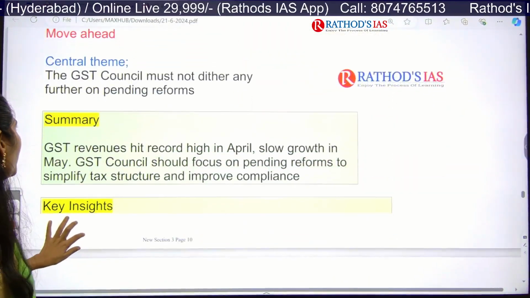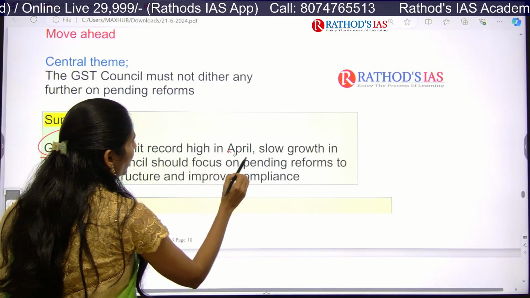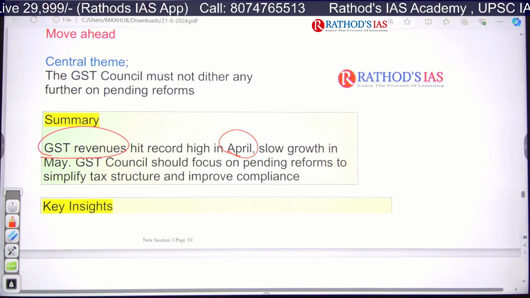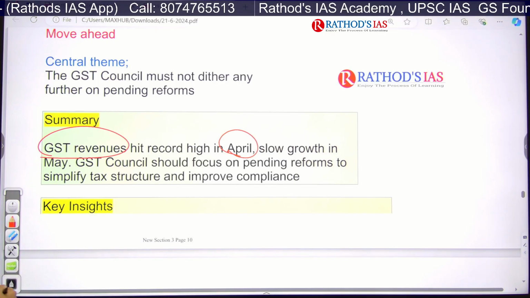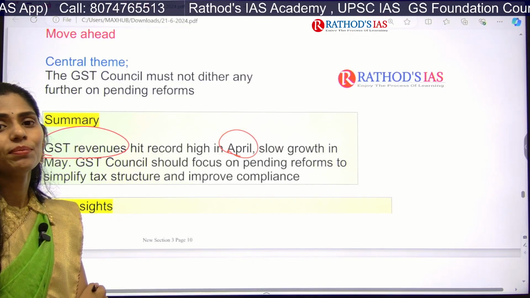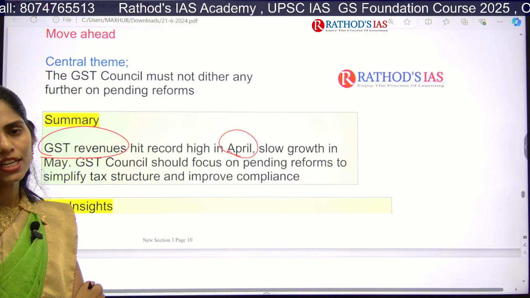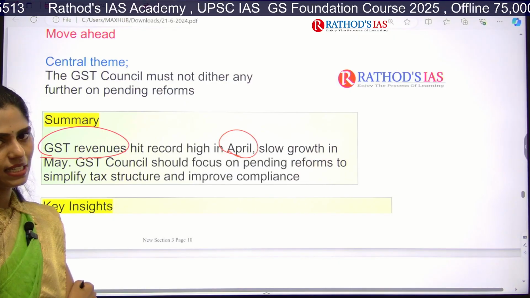So what is the summary? GST revenues hit a record in the month of April, but in the month of May the collections had decreased. This article says that there are some pending reforms regarding simplifying the tax structure, and we have to improve compliance so that we can bounce back. This is mainly what is said in the summary.